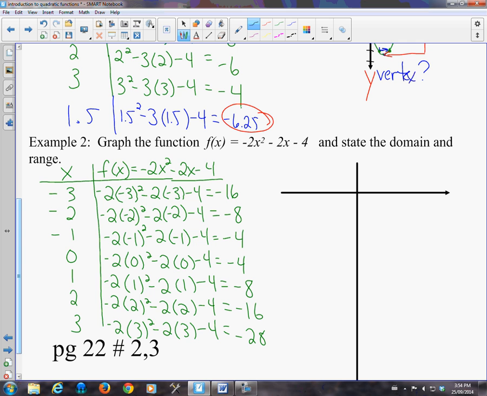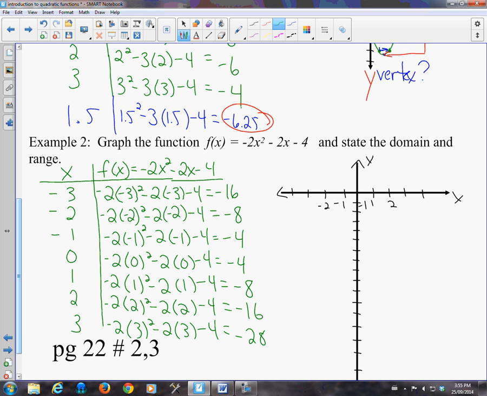All right, we're going to set up a scale here, our x and our y axis. 1, 2, 3, 4, 2, 3, 4, 5, 6, 7, 8, 16. All right, we're going to put our points on.